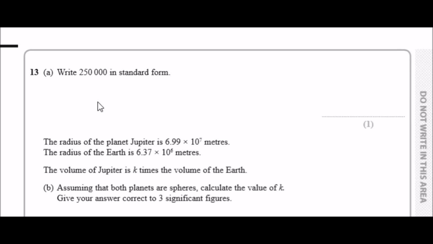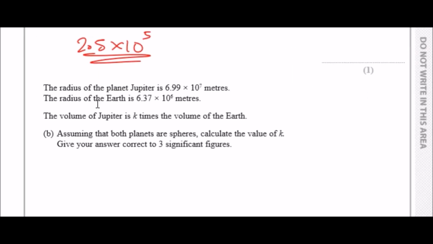So write 250,000 in standard form. All right, I love this kind of question. These are actually really easy. So you just count how many numbers are after the first digit. So there's 5 numbers. So it's just gonna be 2.5 times 10 to the power of how many digits? 5. Easy. That's standard form for you.